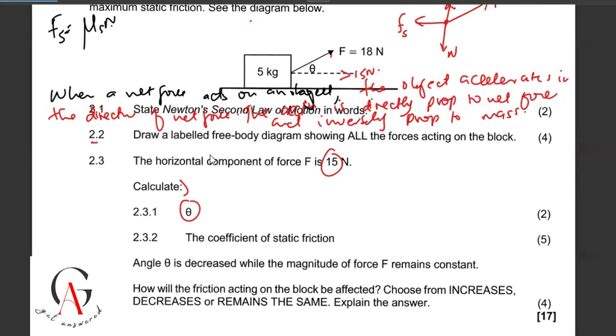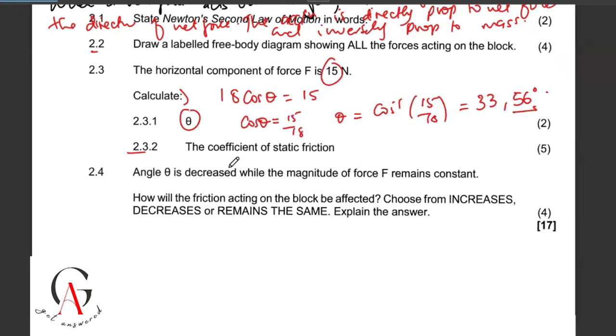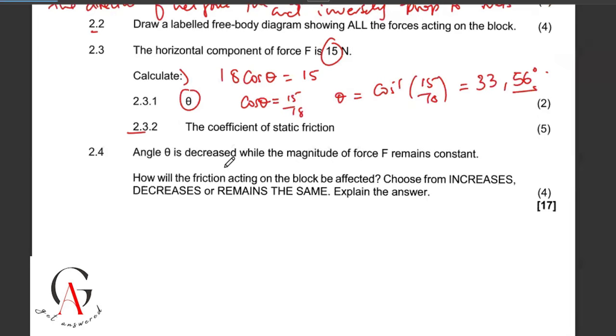So we know that horizontally, 18 cos theta is equivalent to 15. Then cos theta is 15 over 18, meaning that theta should be the shift cos of 15 over 18, which gives me 33.56 degrees. And then 2.3.2, they want us to get the coefficient of static friction.